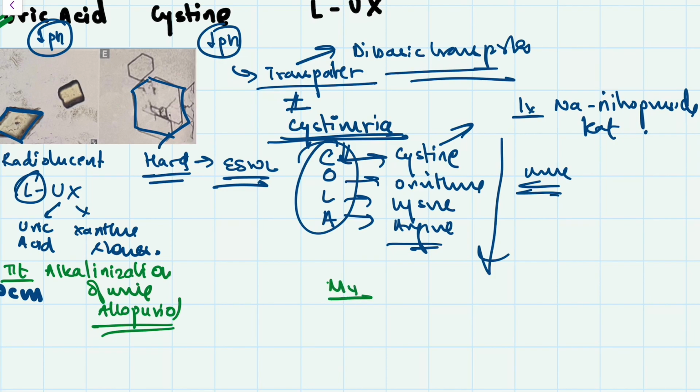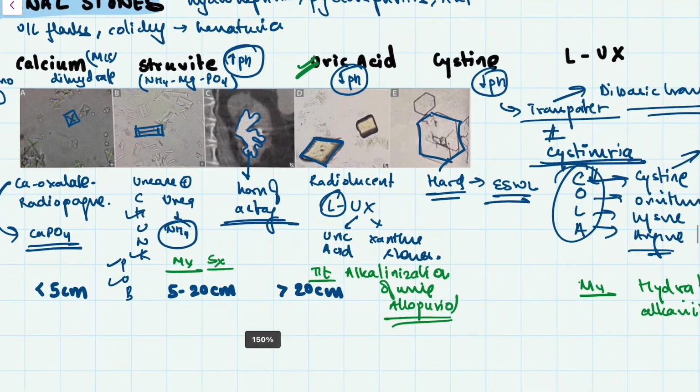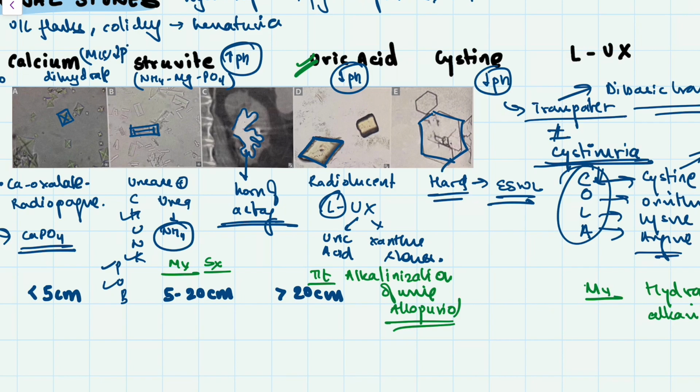For management of cysteine stones, first hydration must be ensured, and for stone dissolution, again alkalinization of urine. Right. So all the stones are usually formed in conditions of low pH of the urine. The only exception to it being a struvite stone, which is seen with an alkaline urine. Therefore, for struvite stone, the acidification of urine needs to be done, and we use acetohydroxamic acid for acidification of urine in case of a struvite stone.